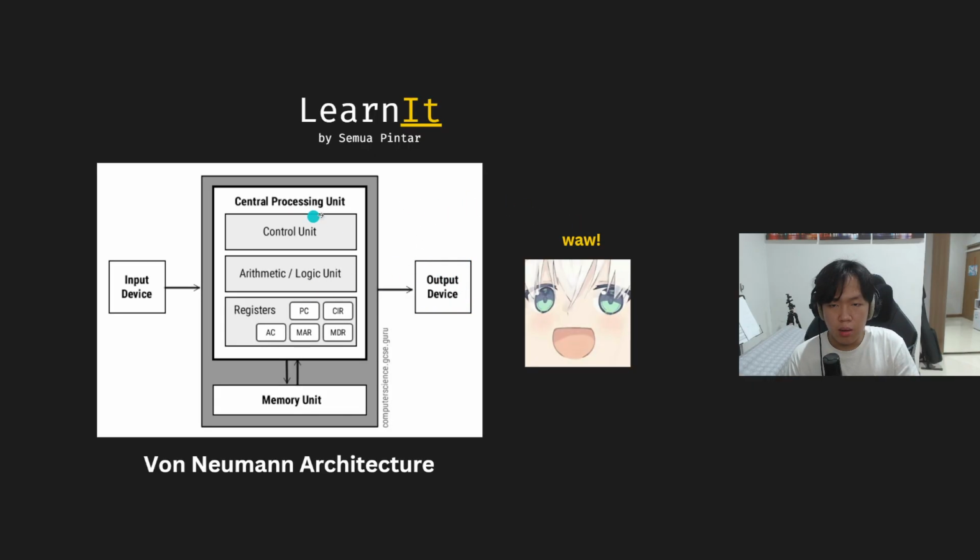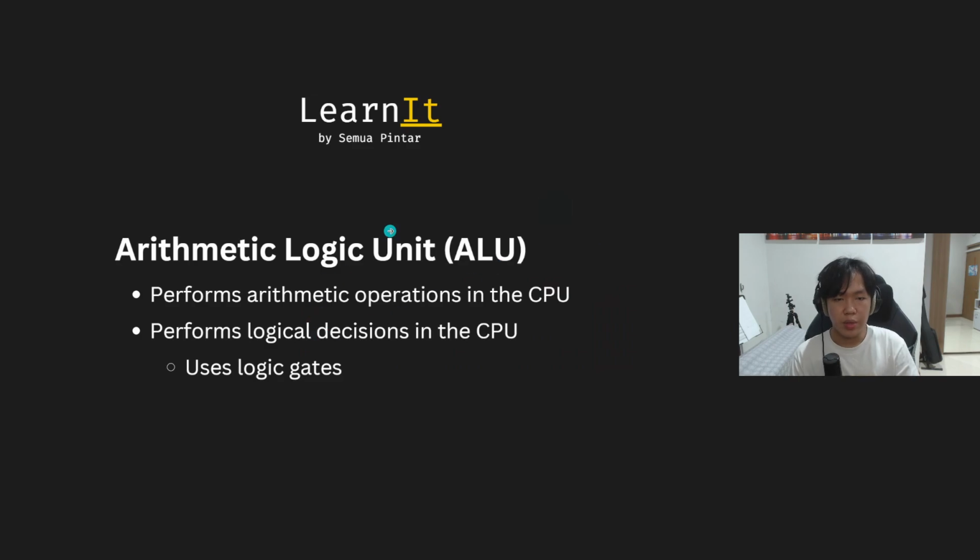So, you might notice we see a lot of things here inside the CPU, such as the control unit, the arithmetic logic unit, and we have a lot of registers here. So we're going to talk about it one at a time. Essentially, these components inside the CPU work together to process information. So let's start with the ALU.